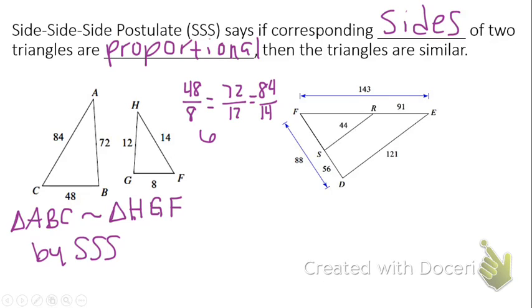Now this next triangle is a little bit trickier because we have the big triangle FDE and then we've got the small triangle FSR. So before we can see if they're similar, we have to find this missing side of FR. So if we know the whole thing is 143 and RE is 91, we can just subtract. And so our FR is 52.